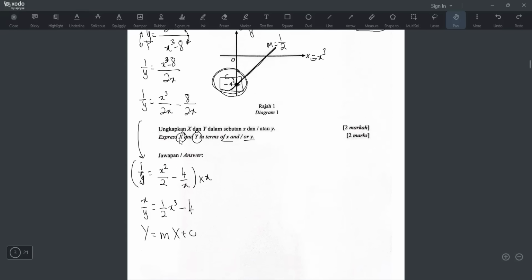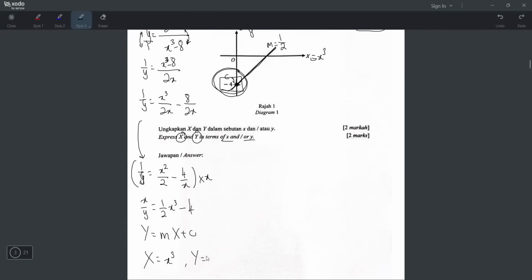And after you get this, of course, it's not over. The question asks for big X in terms of small x. So you have to write down your big X is actually small x power 3. And what about your big Y? It's actually x over y. All right? Because that's what you get in your equation, right? So that is the answer.